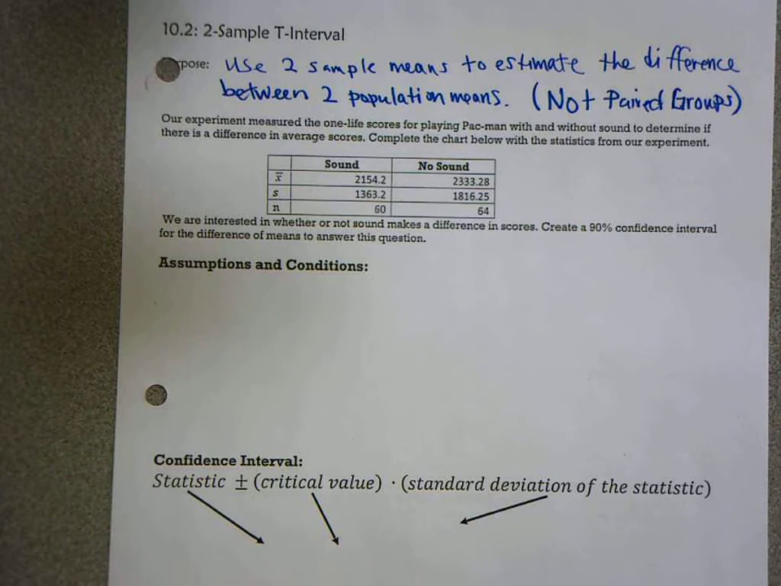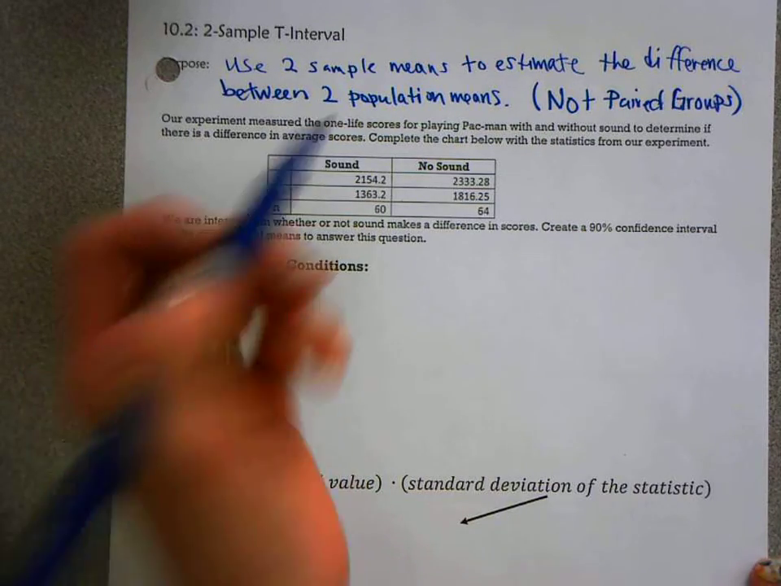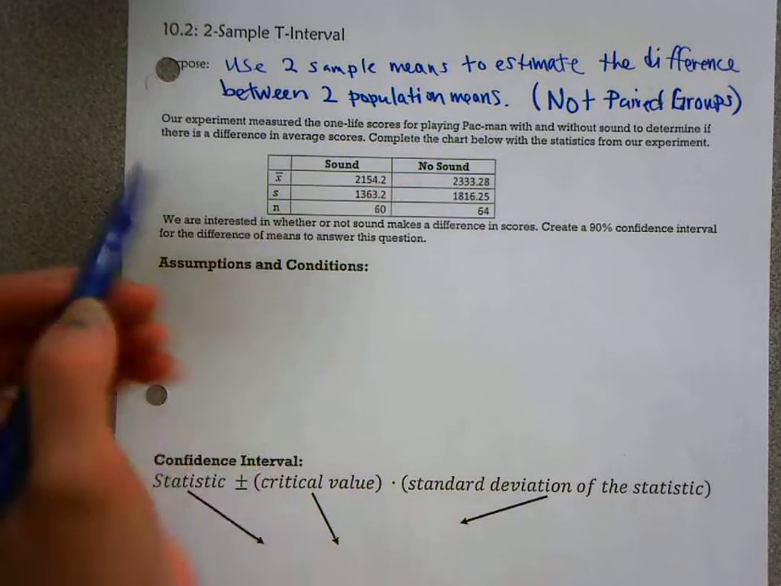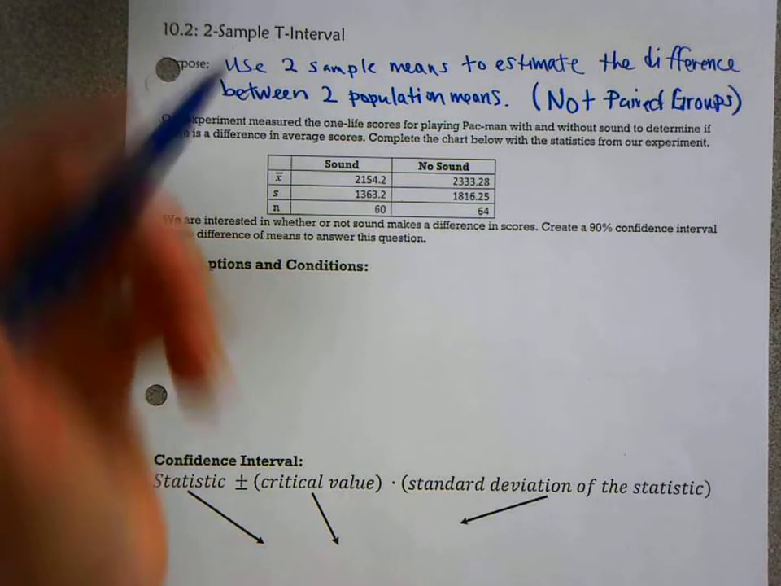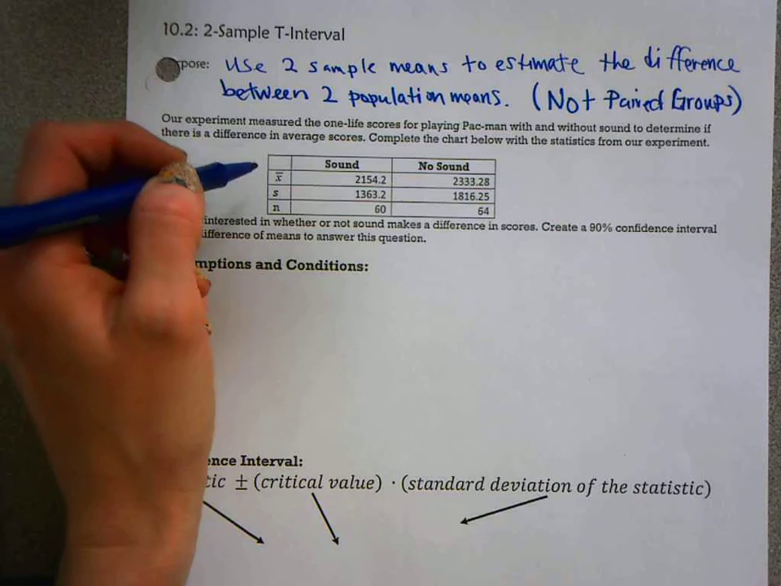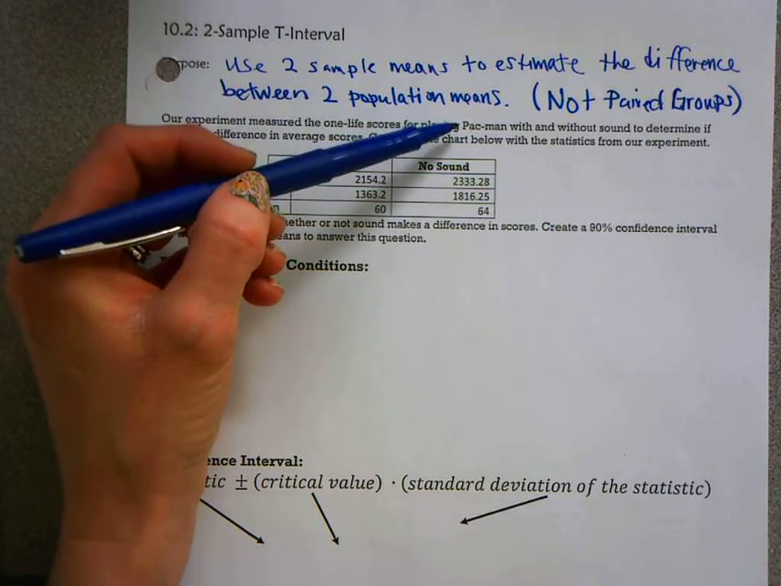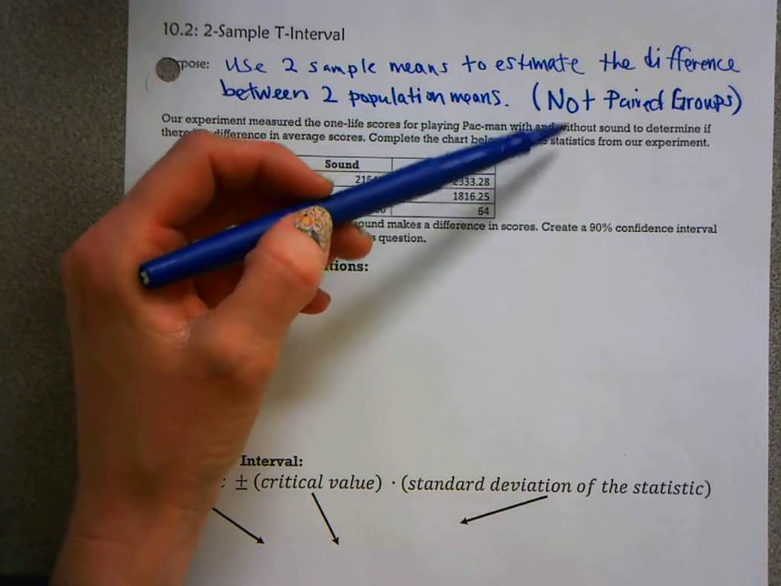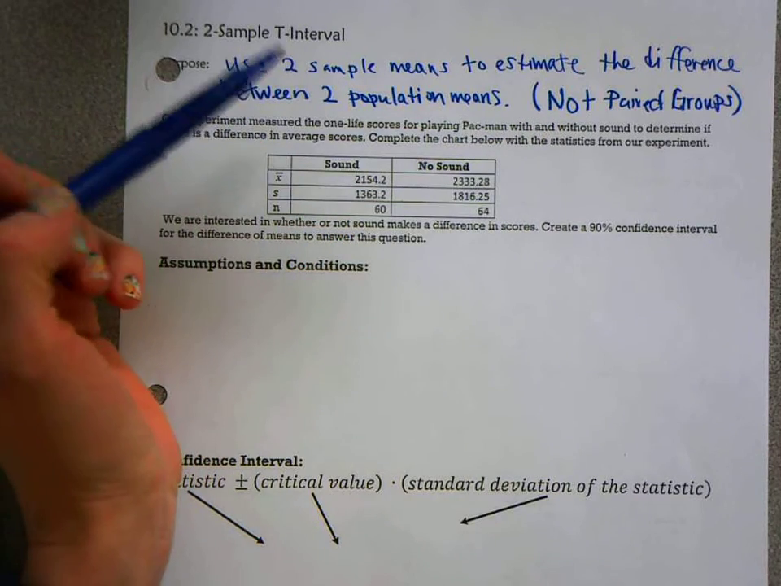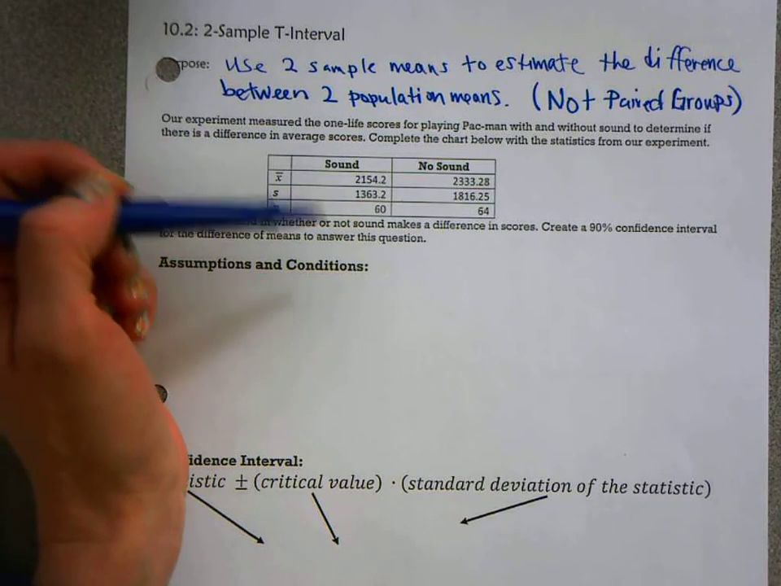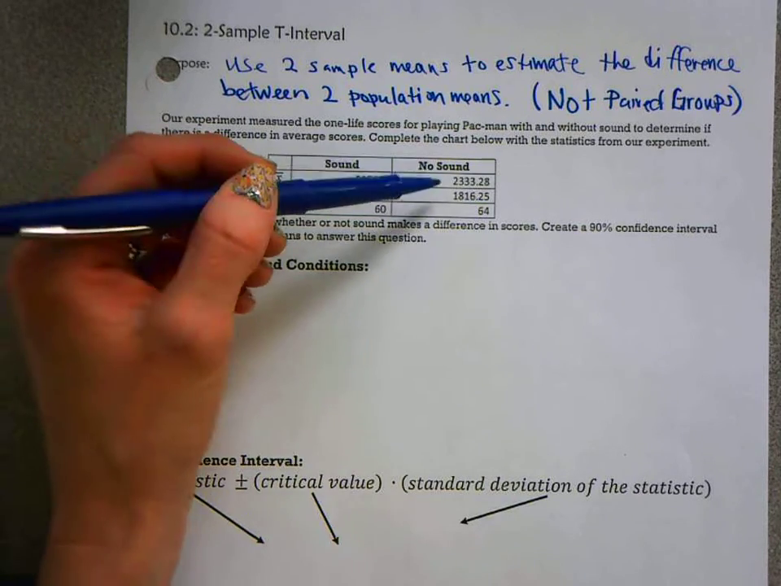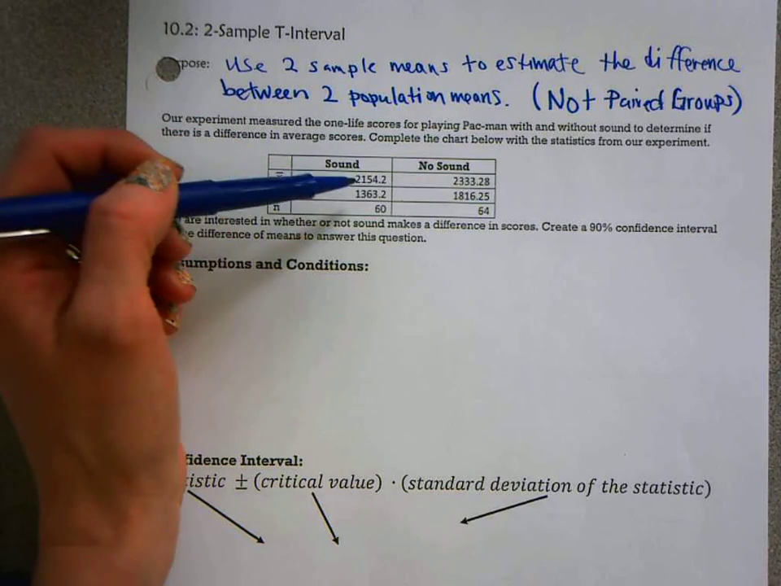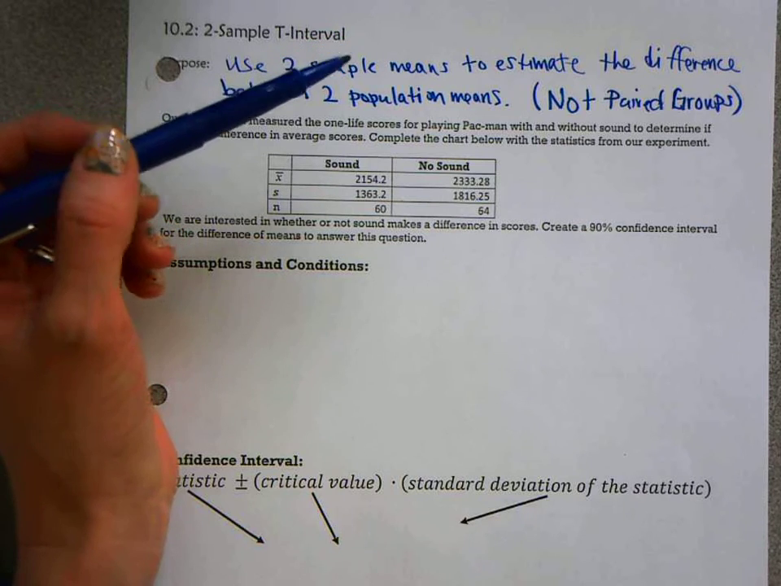So our example is about the Pac-Man data. Some of you got to actually participate in this in class, where Miss Meadows and Miss Milsick are trying to determine whether playing Pac-Man with sound or without sound would make a difference in your score. So we let some of you play just one life of Pac-Man, either with sound or without sound. We randomly assigned you to one or the other, and then saw how far you got with one Pac-Man life.